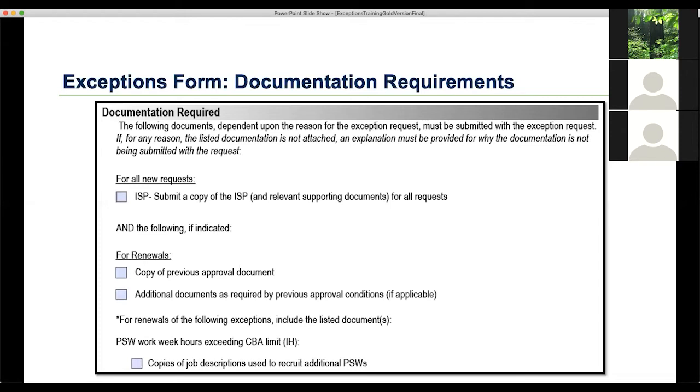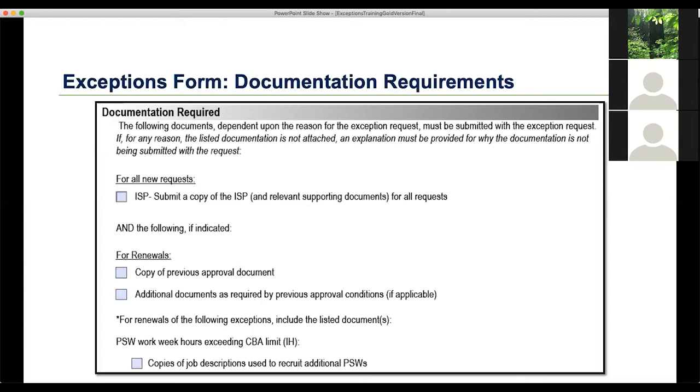And that really comes into play, for example, if we had a PSW work week with hours that exceeded the CBA limit. That's going to be something where we want those job descriptions, to show us your efforts for how you looked to find other caregiving resources. So that's just an example, but that's a quick snapshot of what the form looks like.